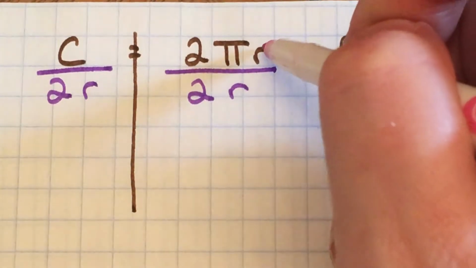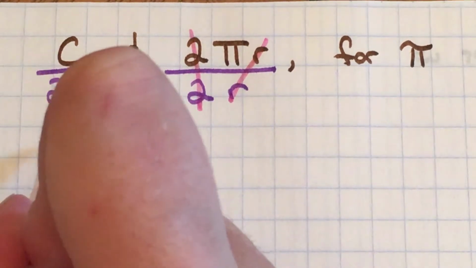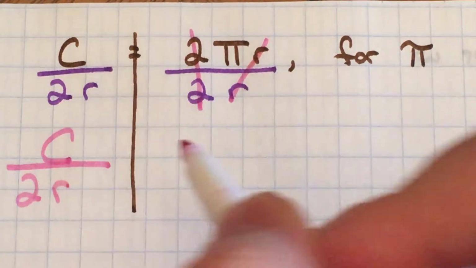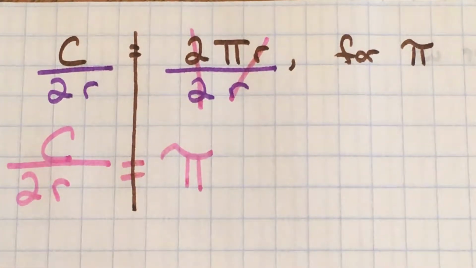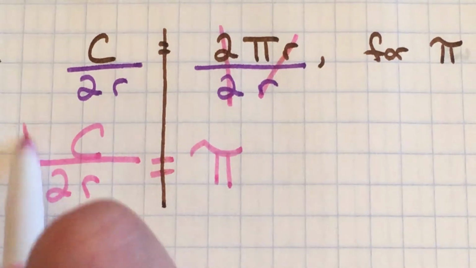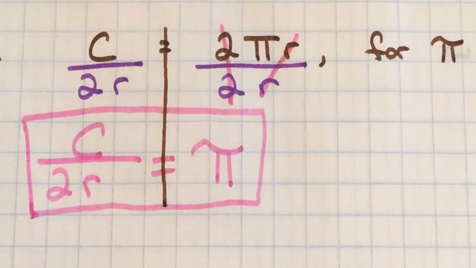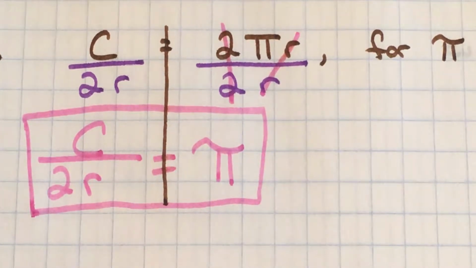What does that leave me with? Like, not much, which is super. The circumference divided by 2r equals pi. You're done. That was it. That's all you had to do. So just because I have a symbol in there, that doesn't mean that you have to freak out. You can totally do this.